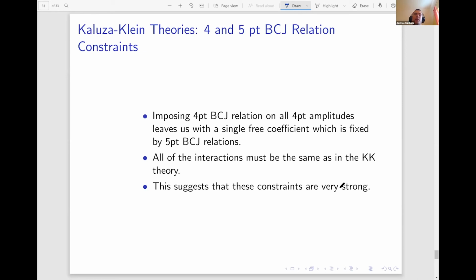The only way to satisfy BCJ relations is the original Kaluza-Klein theory, which suggests that these constraints and these spectral conditions are very strong, and maybe this way of doing double copy is too restrictive, because it seems that the only thing we can get is, if we just copy whatever happens for the massless case, either a massless case or Kaluza-Klein of a massless case.